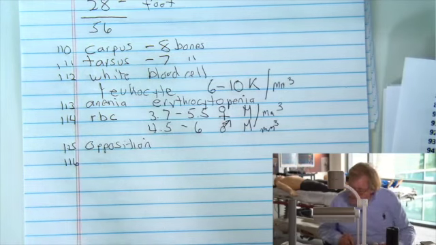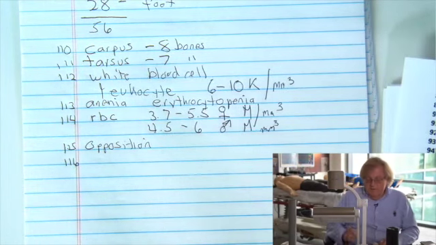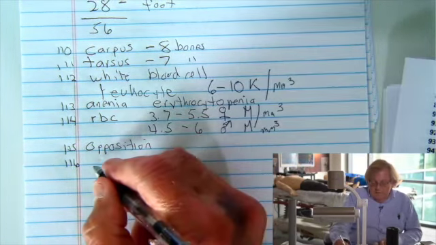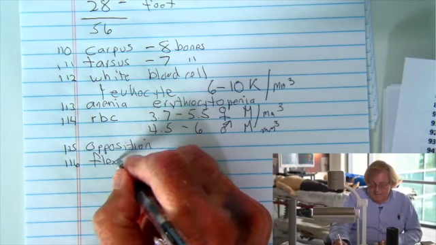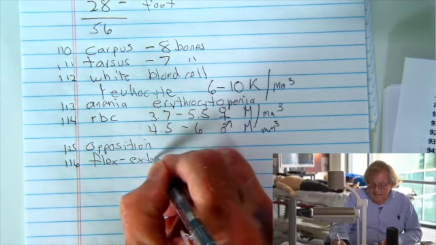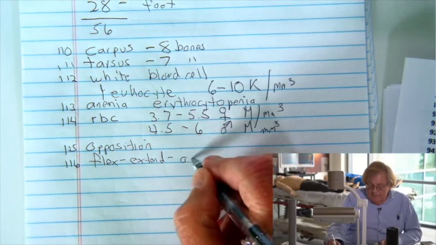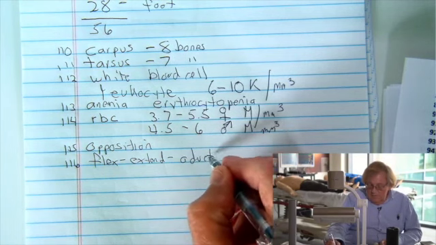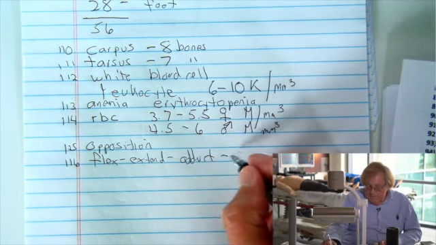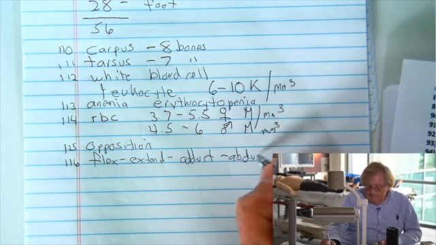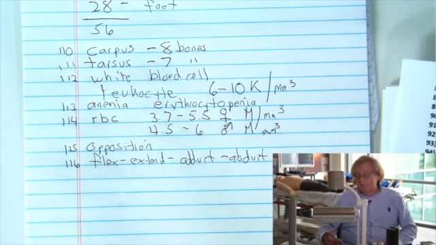116. 116 says circumduction. We've already talked about that. Remember, that's flex, extend, adduct, abduct. I told you that we do that at the hip joint, we do that at the shoulder joint, and we do it at the thumb.